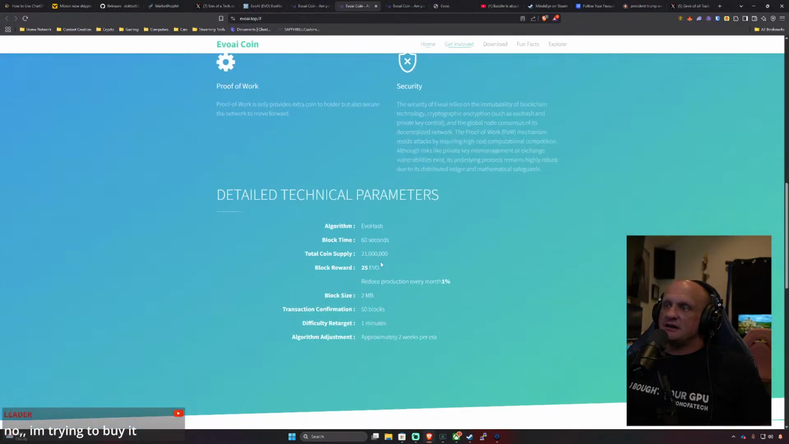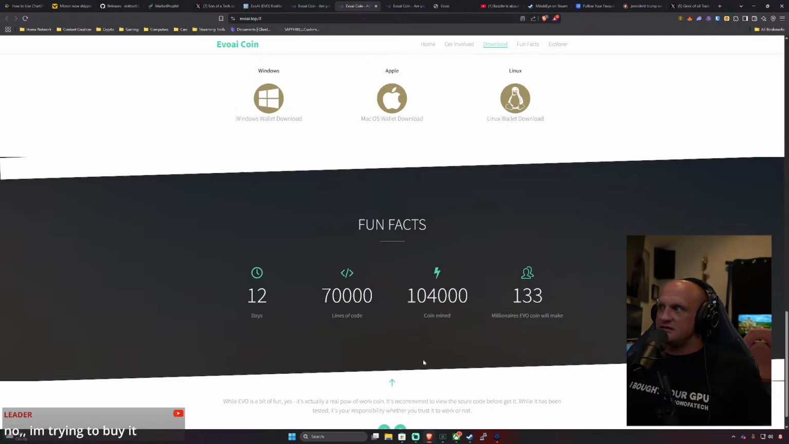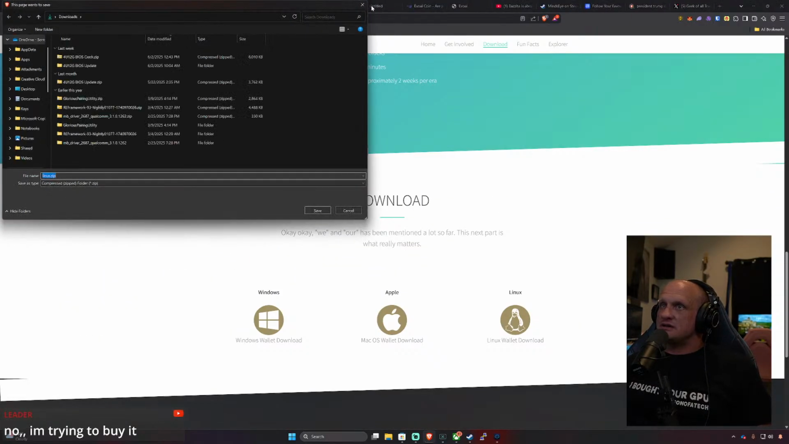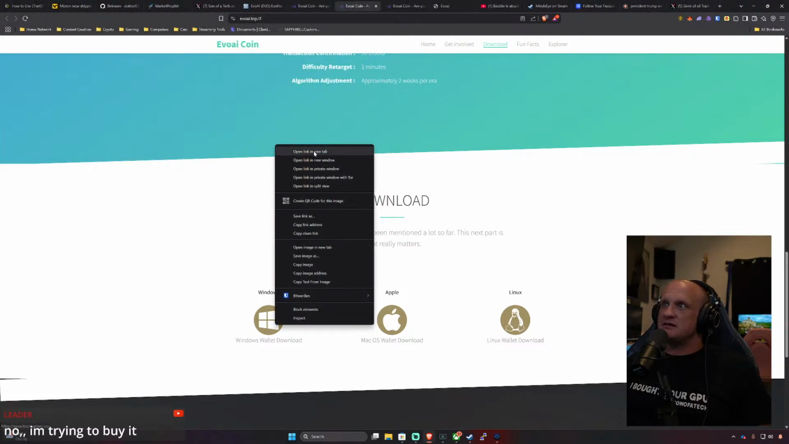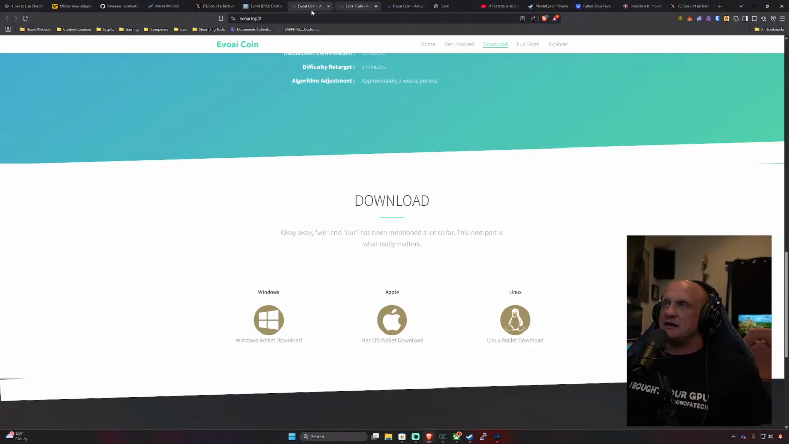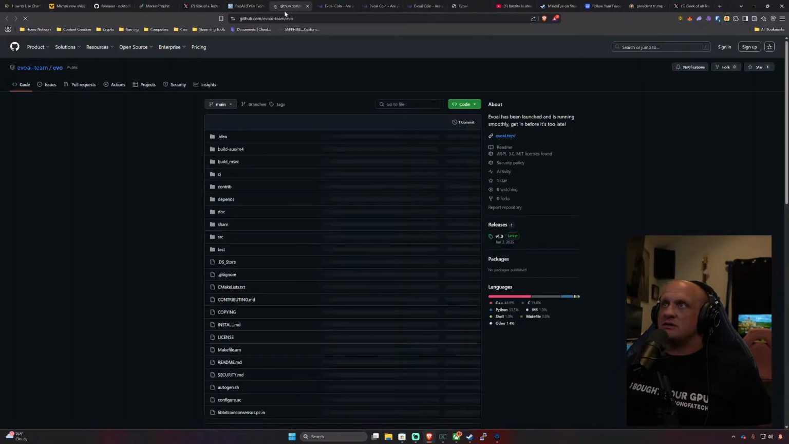Let's find the GitHub and see what we can do. So if we go down, is there a GitHub link? No, there's a Discord. Where is the Linux wallet download? That just downloads it. I am not doing that. So this is just going to be a download too. Not doing that. Let's go back here. And Discord, calculator. Here's the GitHub. All right.